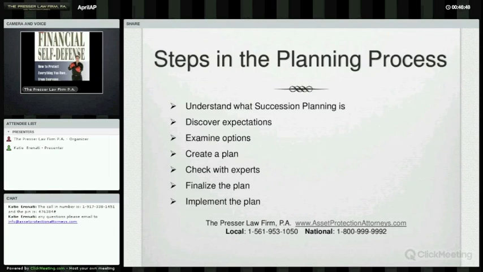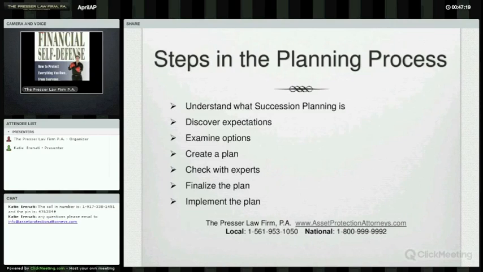So, there's a bunch of different steps in the business succession planning process, and number one is really just to understand what succession planning is and really educate yourself. Once you understand what succession planning is and once you've educated yourself, you want to discover what are realistic expectations, what can realistically happen once you pass away or once your partner passes away. Once you've done that, and I keep using the word realistic because people tend to be unrealistic when it comes to their business, but once you've done that, you want to examine all the different options.